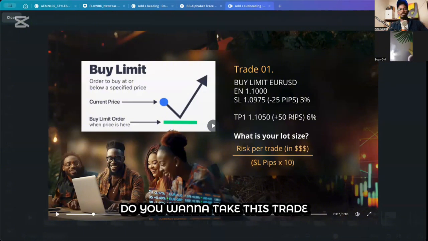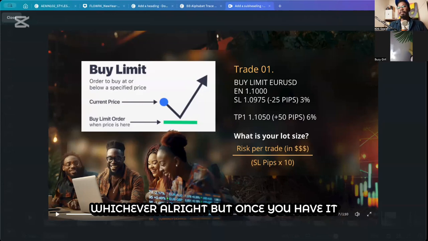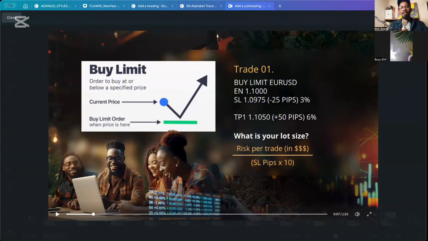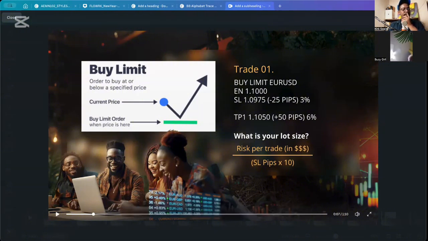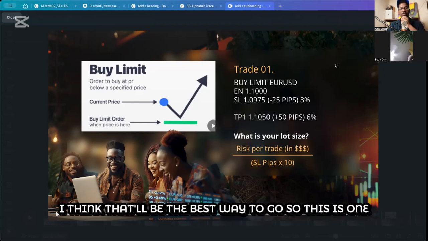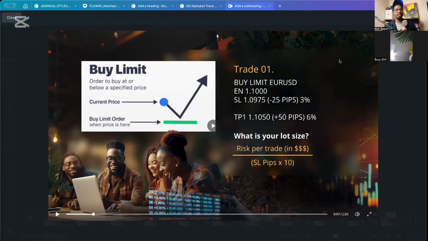Do you want to take this trade? You could type it in the chat or you could write it in your book, whichever. Once you've made your decision, put the number of the trade in the chat. I think that'll be the best way to go. So this is 1. If you're taking it, just put a 1 in the chat.